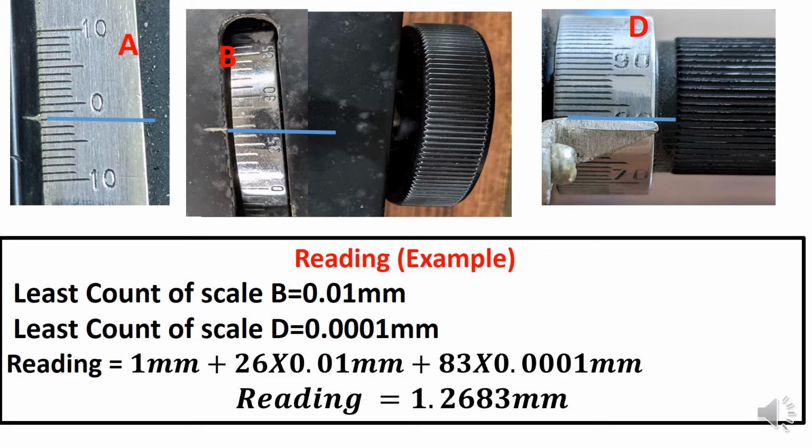Whatever is complete, we take. Similarly here, the third scale: 90, 95, 94, 93. Right? And so 90, this is 85, 84, 83. Sorry, so 83 we will take. So 83 multiplied by the least count here, similarly 26 multiplied by the least count, and multiply this one also, and add all three. That will be the reading. That is the example only, to know how to measure the reading.